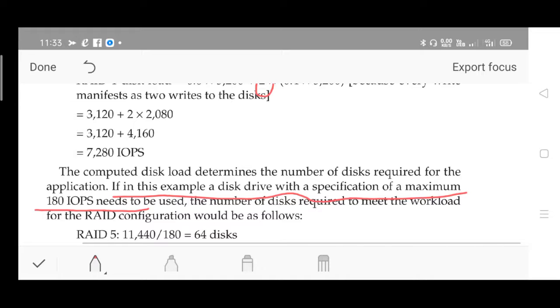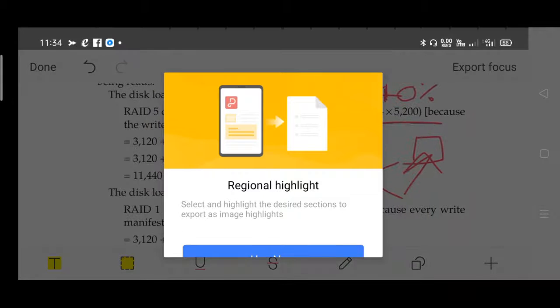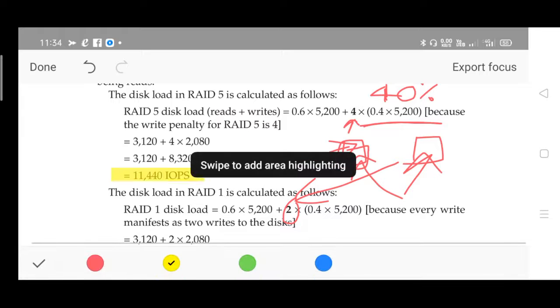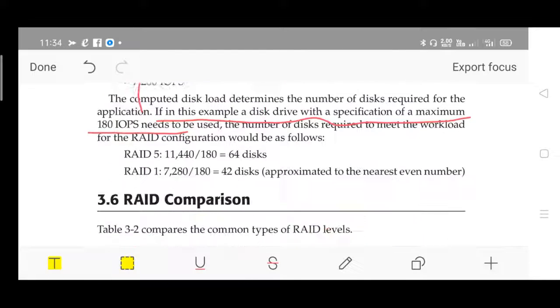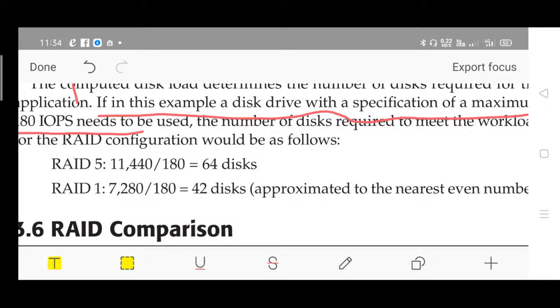Then calculate the total number of disks required in this application, for both RAID 5 as well as RAID 1. Let us say for RAID 5, it is very simple. You have computed the disk load as 7440 IOPS. 7440 divided by 180 will give you the number of disks. Fractional values, take the full value. So it is coming as 64 disks, you can compute.